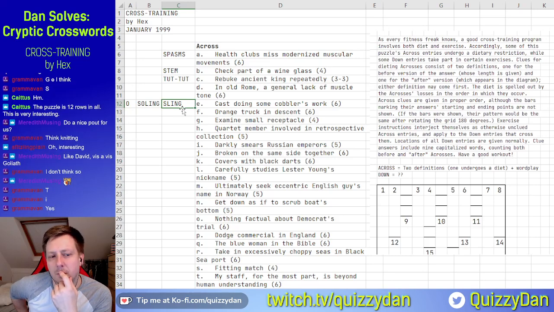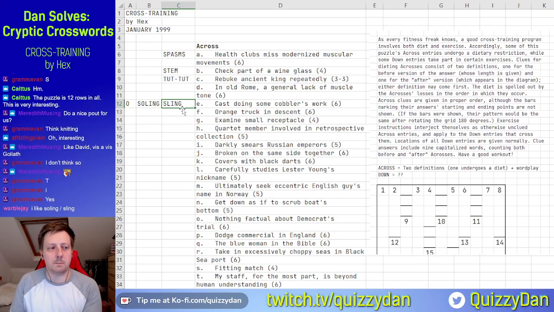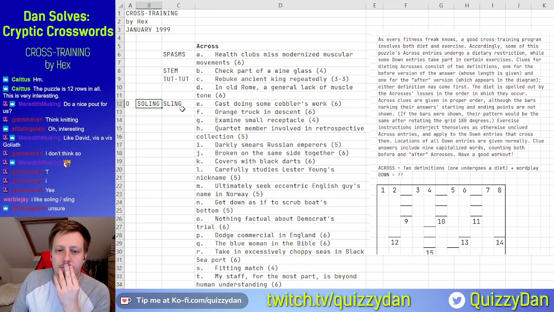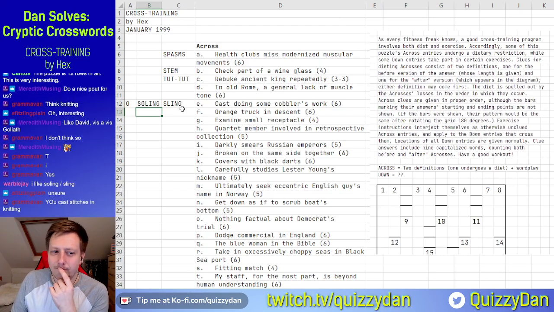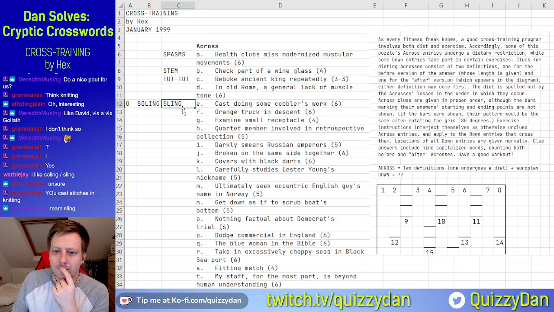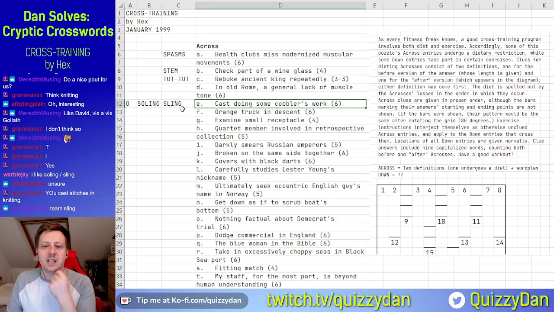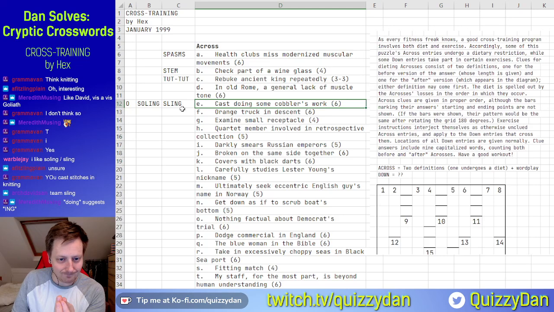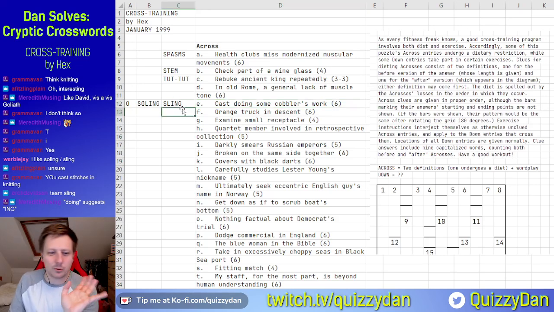Stitch is what Gramavan is thinking. And it's a possible, but I prefer mine, I will admit. But I will put it behind here where you can't see it. But I could see it. I prefer mine. You cast stitches in... yes, to cast is to stitch, but doing some cobbler's work to me implies it's an ing word. So, we'll see. We don't know at the moment, really, to be honest.